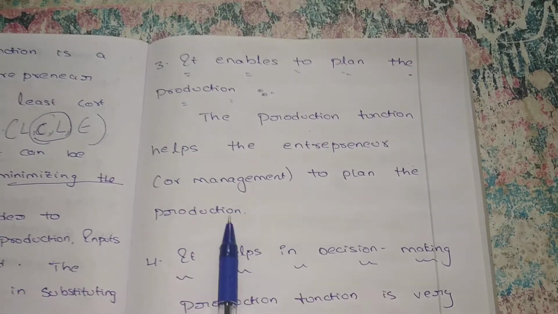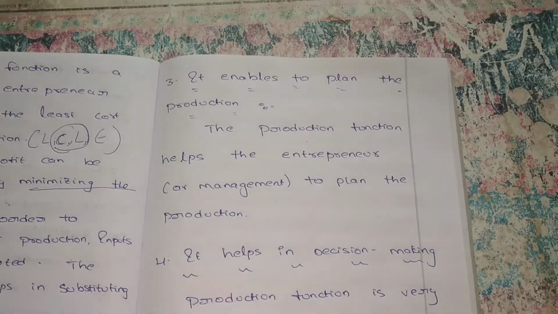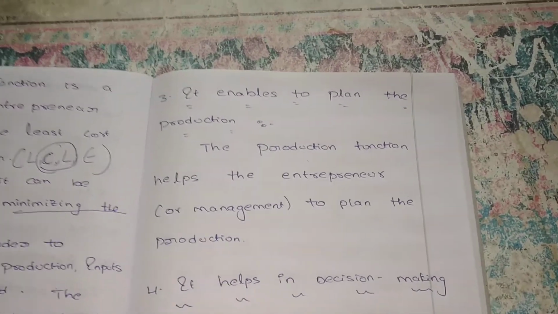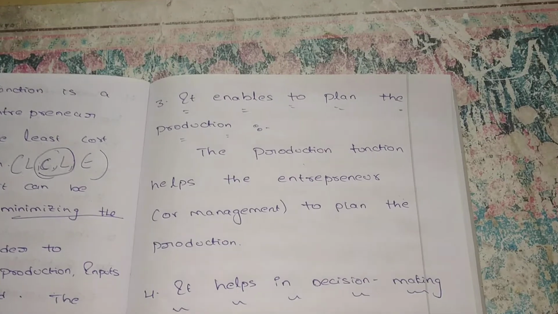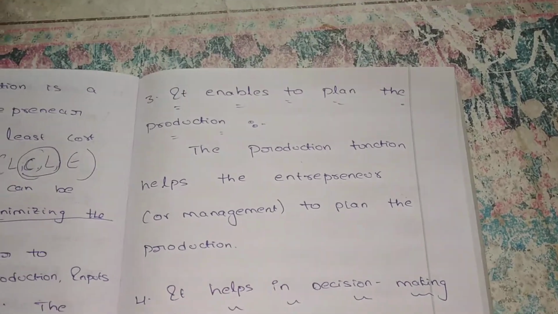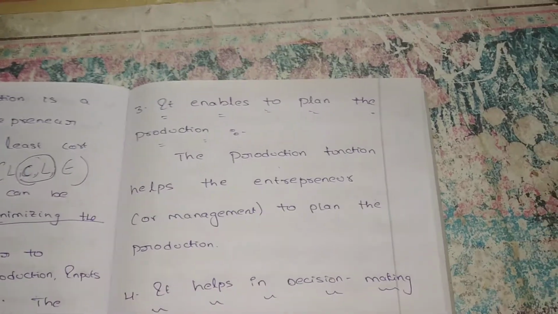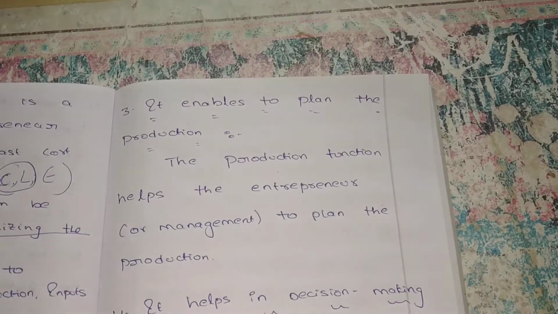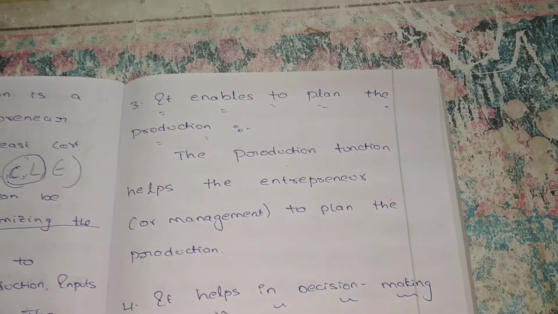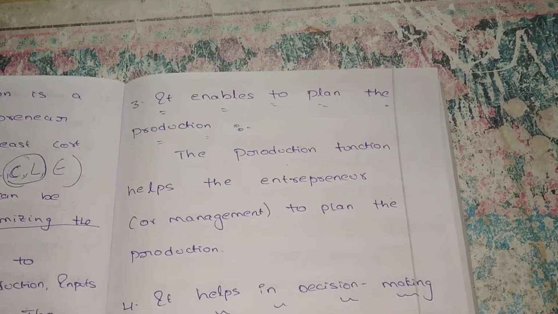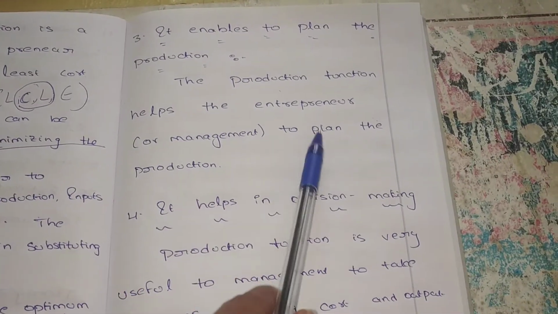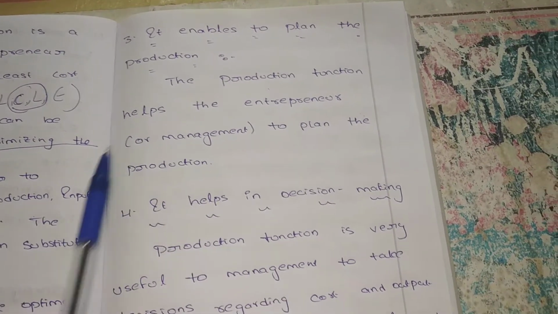To plan the production. The production function helps the entrepreneur, manufacturer, or supplier to estimate how much output we achieve for given inputs, how much cost is required, how much labor is required, and how much capital is required. Everything has to be estimated based on our production function only. So we can say it helps in the estimation of our production, and helps the entrepreneur or management to plan the production.